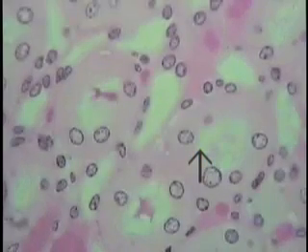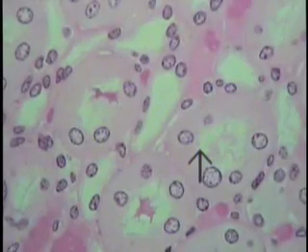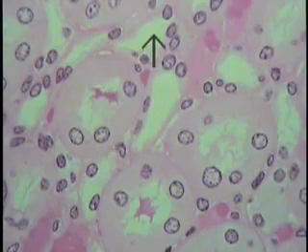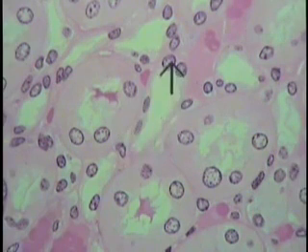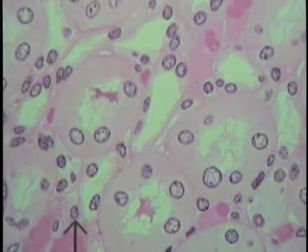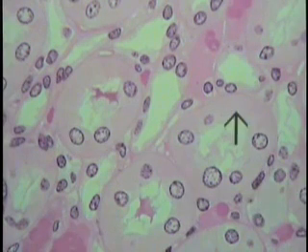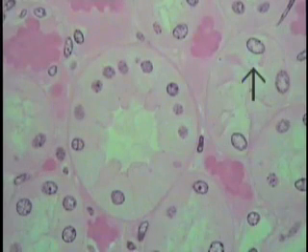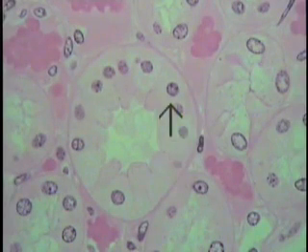The very same tubules seen at increased magnification, lined by simple squamous, simple cuboidal, and if we move the field upward, one that's more inclined to be called or classified as simple columnar.